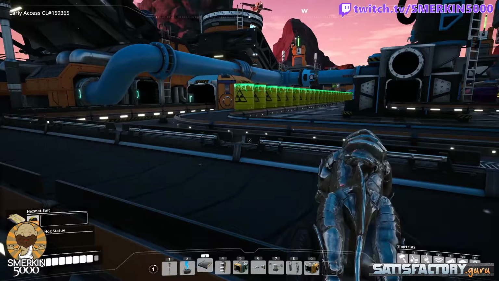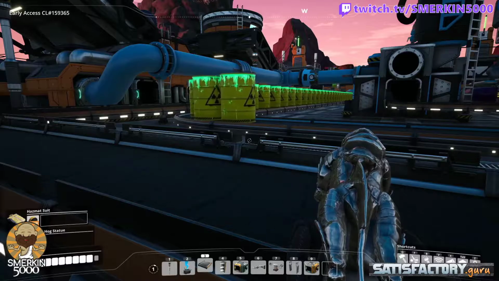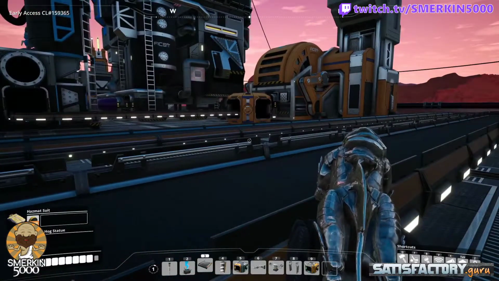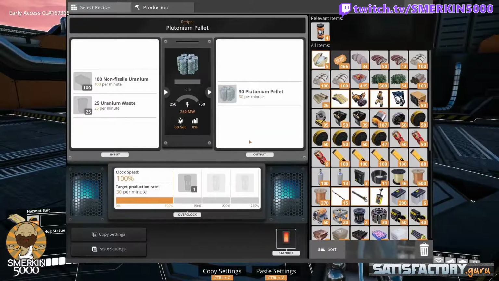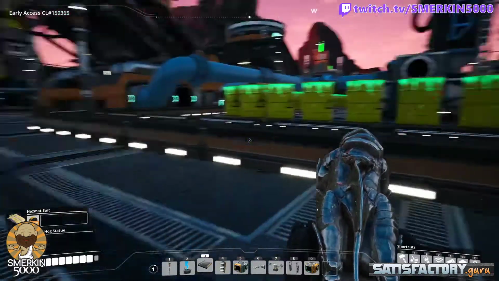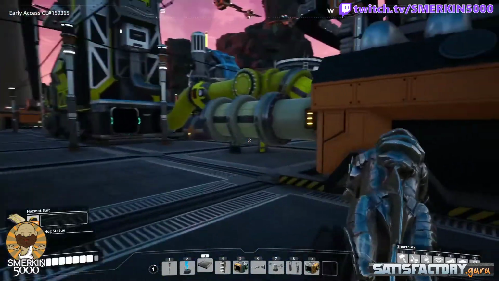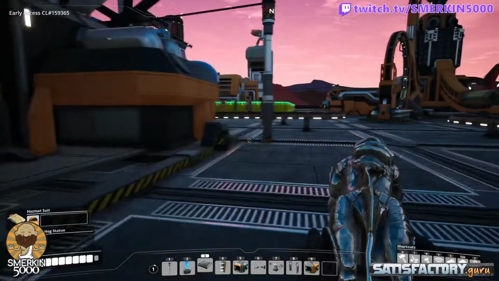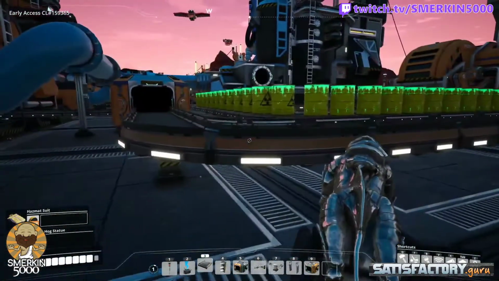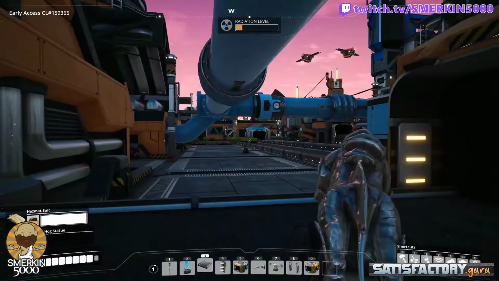Here it comes, folks. The very, very important uranium waste heading towards the particle accelerator. The particle accelerator requires non-fissile uranium and uranium waste. So that's the first part of it. Those barrels are also going to this non-fissile uranium process, which is happening now, and we will see coming out of here shortly some non-fissile uranium.